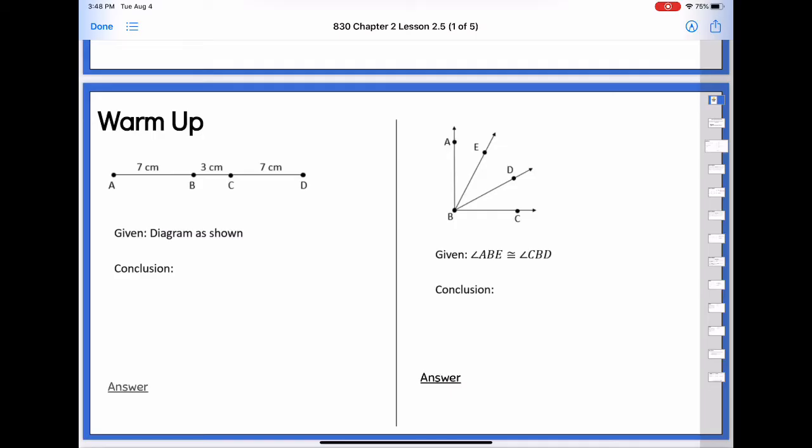So if you haven't taken a shot at these two warm-ups, written down as many conclusions as you can based off of the given information, then why don't you pause the video now and go ahead and do those warm-ups. So my first one over on the left says I have the diagram as shown there, right? So I've got this big long segment. It's split into some different segments, A, B, B, C, C, D, and I actually have some measurements given, right?